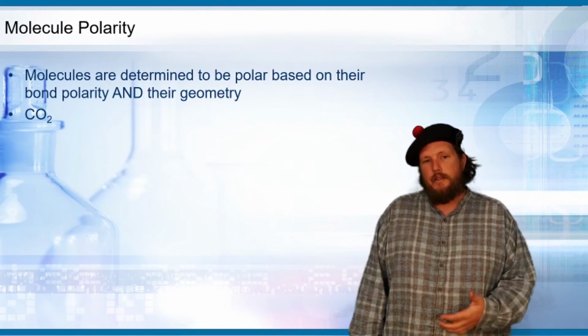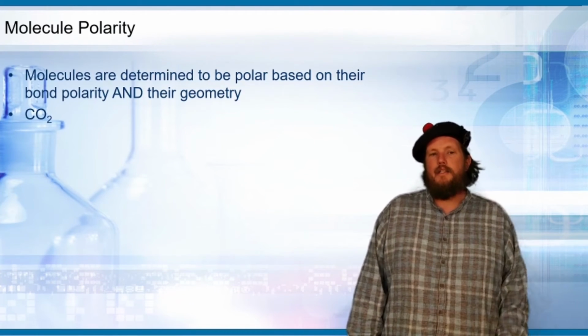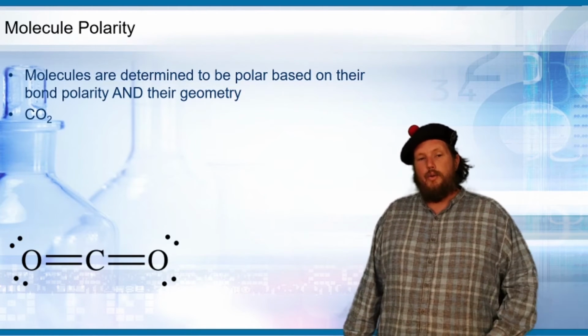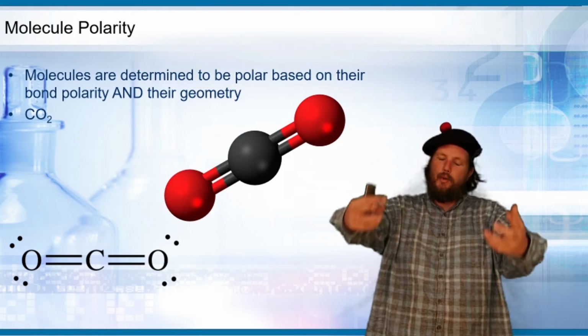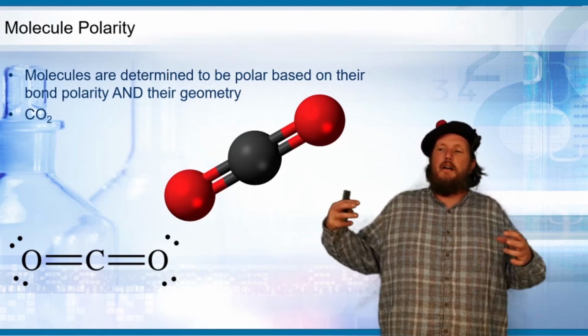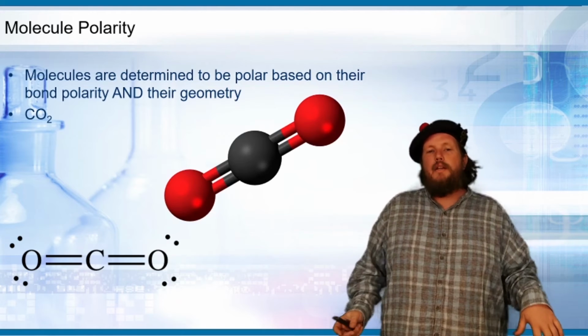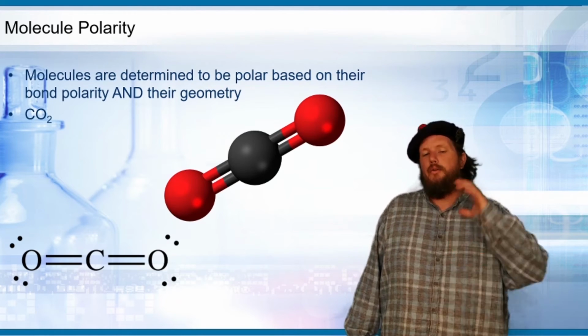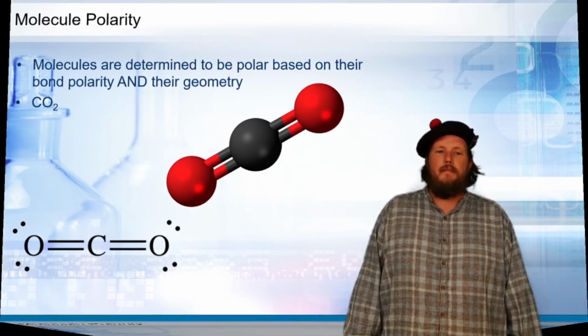What about carbon dioxide, CO2? So drawn in 2 dimensions with the Lewis structure. We then have to translate this to 3 dimensions, and it's a linear structure, which means those oxygens are pulling in opposite directions, which means, again, we have a nonpolar molecule. Polar bonds, nonpolar molecule.